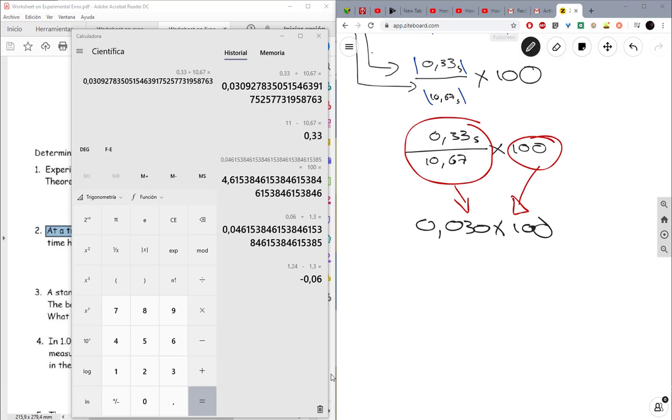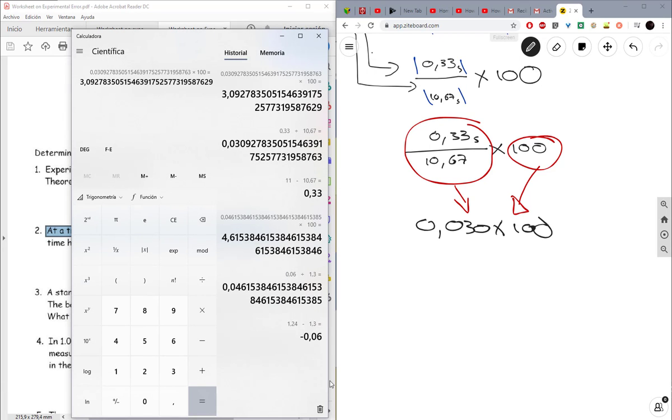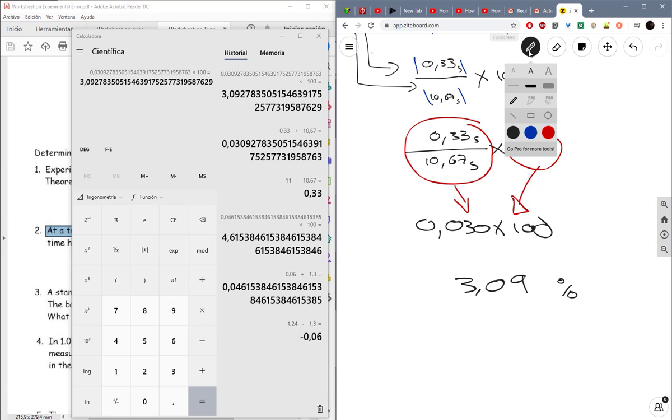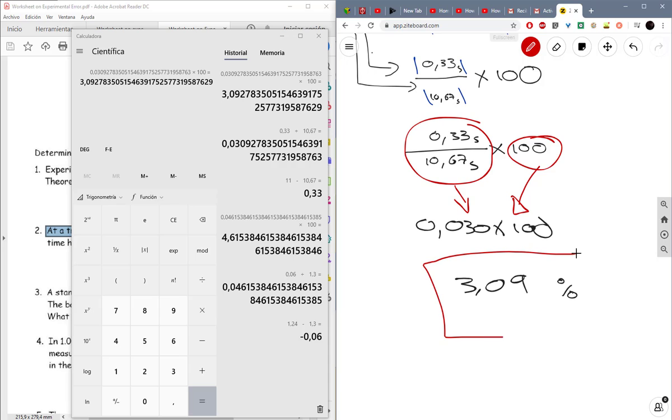0.030. When you multiply that by 100, the result is 3.09. And that is a percentage. Ok, aquí me faltó segundos. Y al dividir ya no nos queda la magnitud. This is the result of the percentage error of that point.